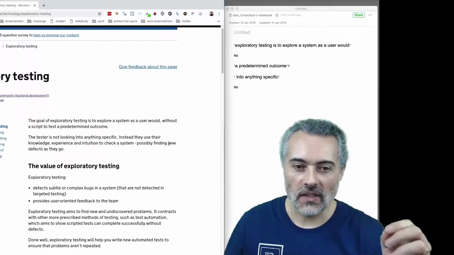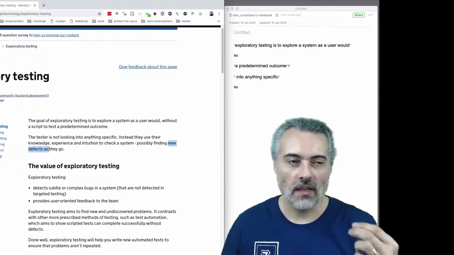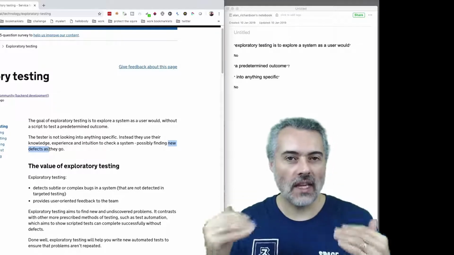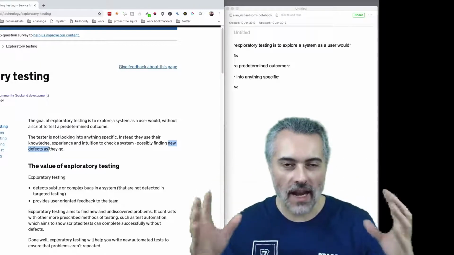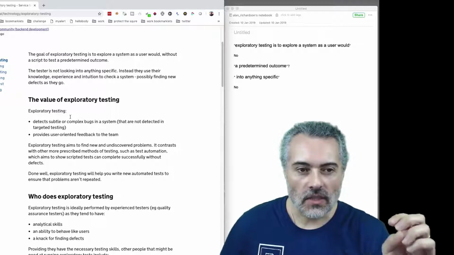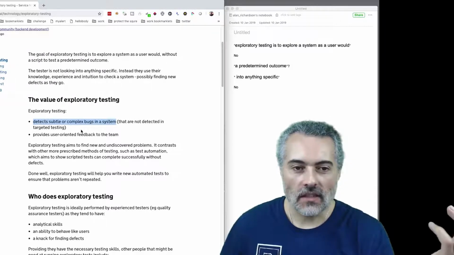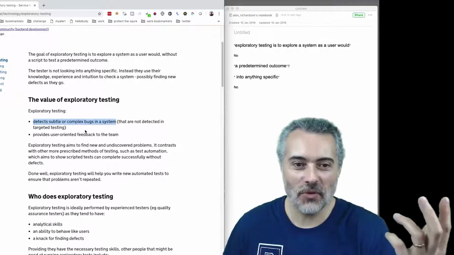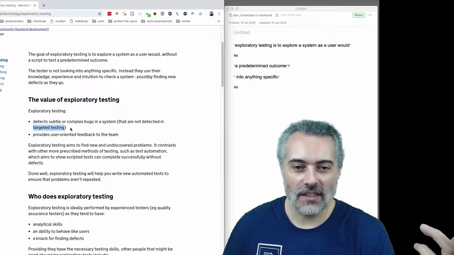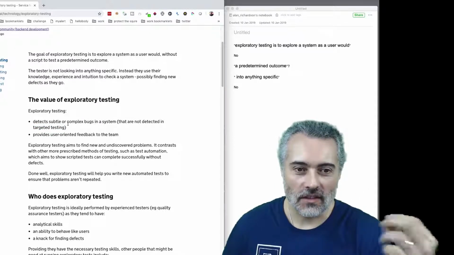So here we've got new defects, but I'm also interested in new information, new parts of the system that are of interest, new technology layers that may or may not have problems. So there's an extra set of nuances in there. All right, so the value of exploratory testing: detect subtle or complex bugs in a system, might even detect really simple bugs that are not detected in targeted testing. We might not be using any targeted testing. So the value of exploratory testing here is bugs.